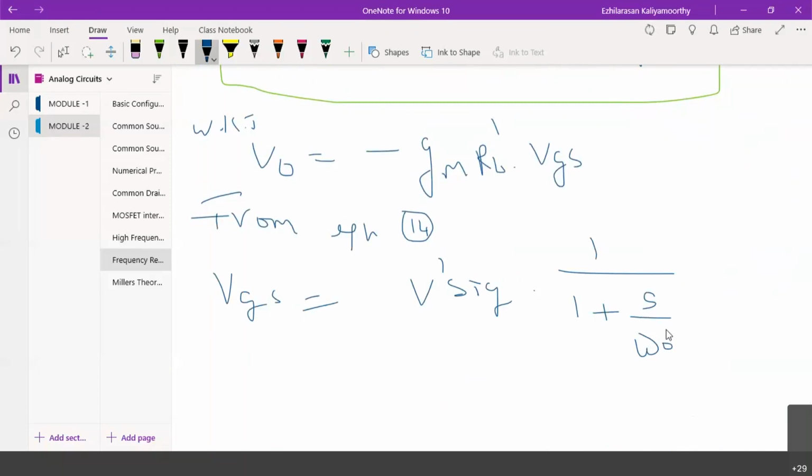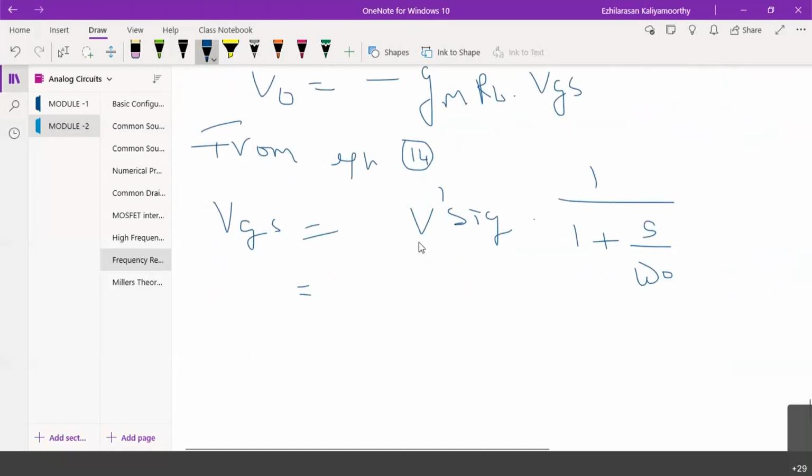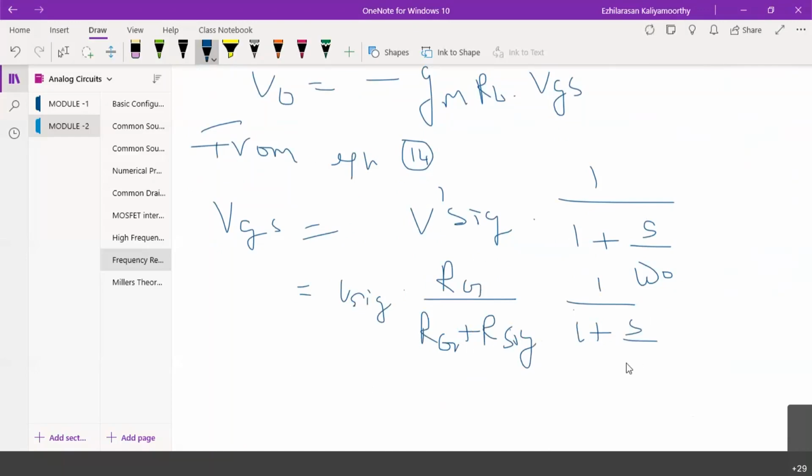Now substitute the corresponding parameter, that is equal to, this we already know, V sig, into RG divided by RG plus R sig, into 1 divided by 1 plus S by omega naught. So this will be the expression number 17.